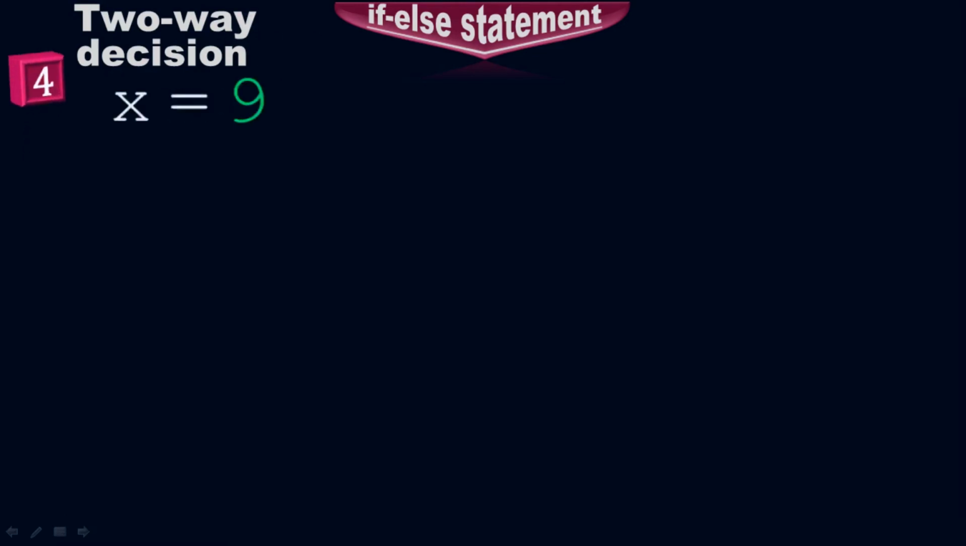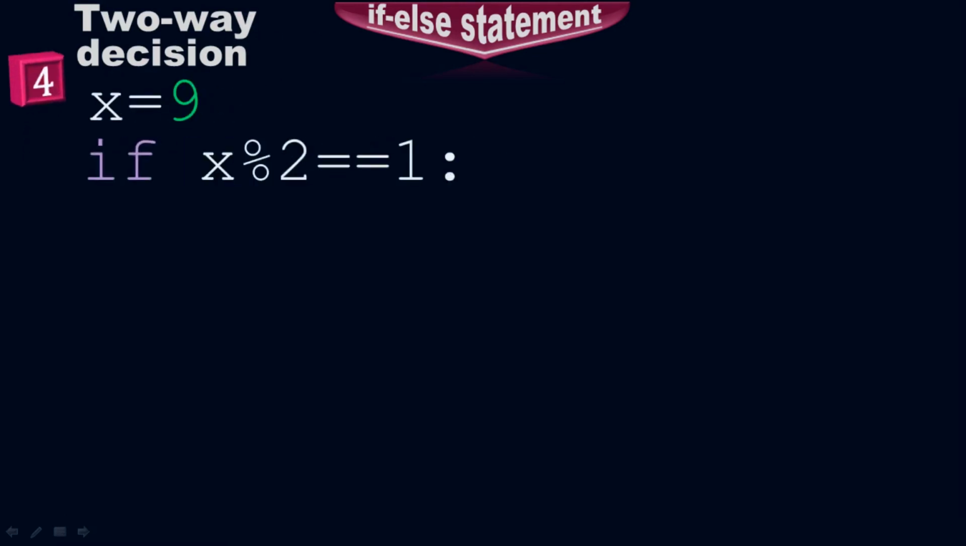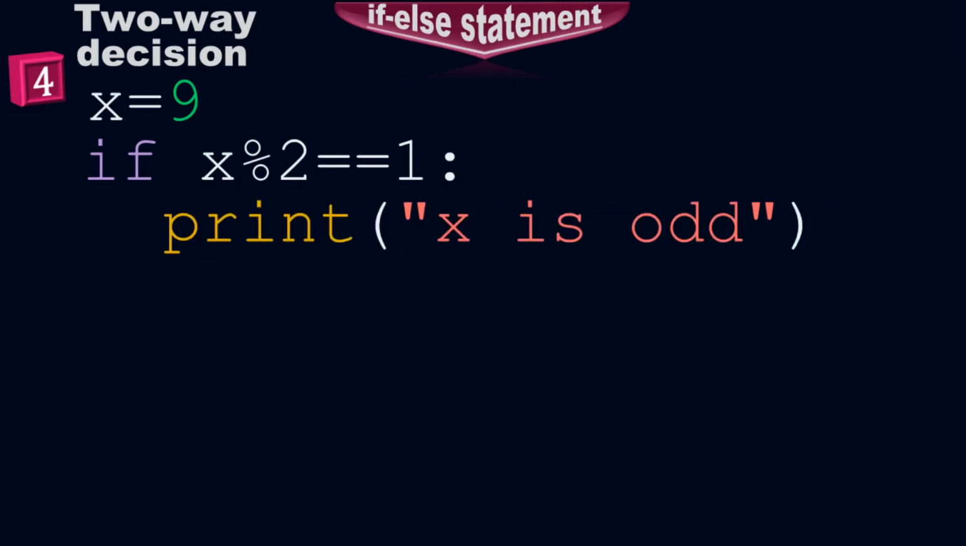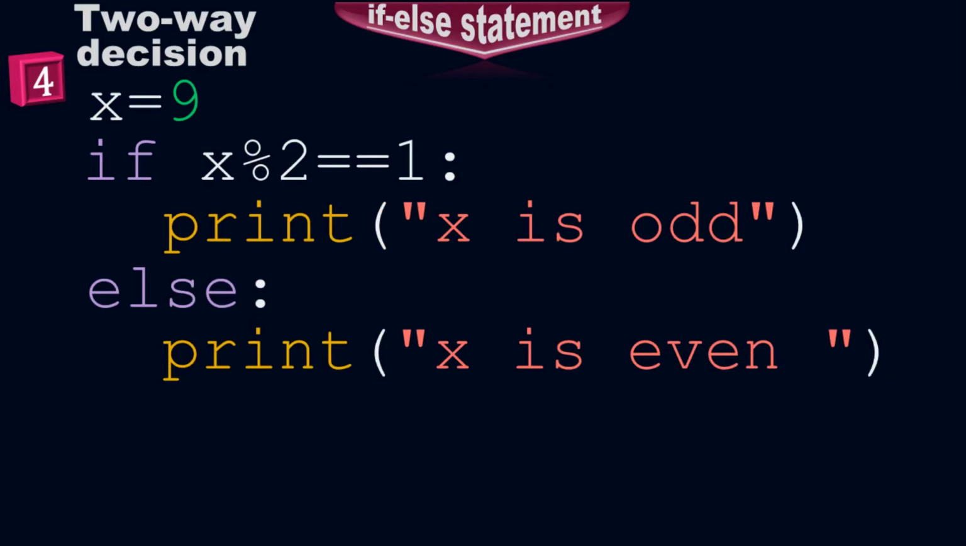Example number 4. x = 9. If x modulus 2 equals 1, then print "x is odd", else print "x is even". When you run it, you will get "x is odd". Look, it is exactly like the previous example, example number 3. Here, x equals 9. If x modulus 2 equals 1, which means that if we divide 9 by 2 and the remainder equals 1, then print that x is odd.